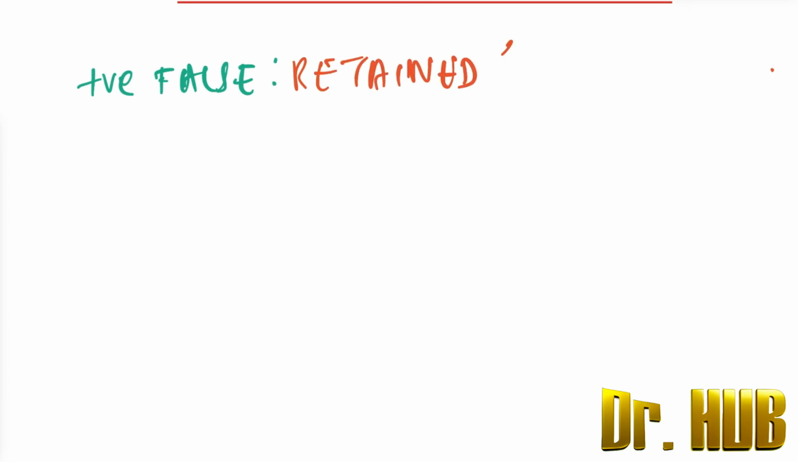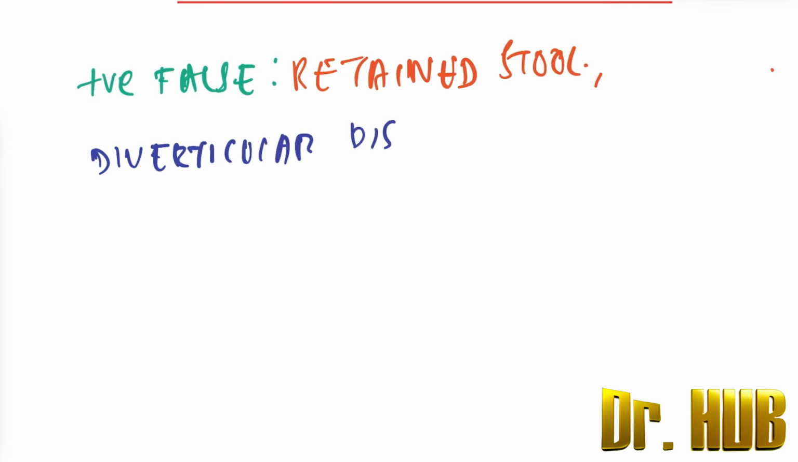Next is the false positive results. So there can be false positives. The false positive result is from retained stool, as well as diverticular disease and also the haustral folds.